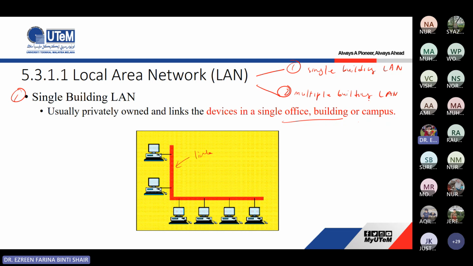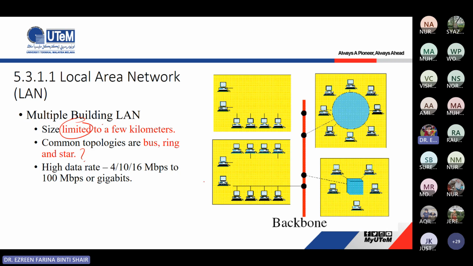The second one is the multiple building LAN. Based on the name itself, you can see that the multiple building LAN covers a wider network compared to the single building LAN. This is an example of a connection of a multiple building LAN. The multi-building LAN is limited to a few kilometers. It is larger than the single building LAN, and it can consist of several topologies, which are the bus topology, ring topology, and star topology.